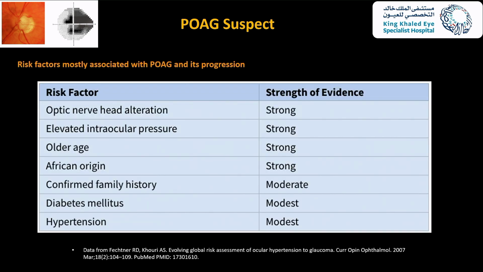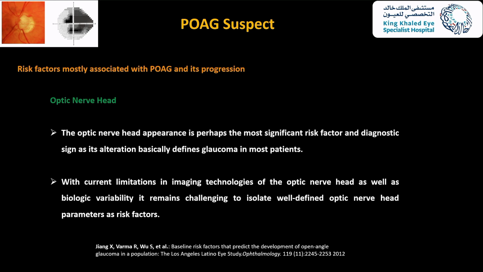These are the usual risk factors mostly associated with primary open angle glaucoma and its progression. The most important four, based on multiple studies, are optic nerve head alteration, high intraocular pressure, old age, African origin, and a confirmed family history. This is moderate risk. Diabetic and hypertensive patients, this is modest risk. So the most important, if you have a suspect patient, you move to the optic nerve.